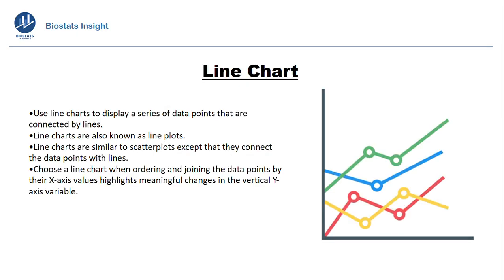Now, line plot, or line charts. The line chart displays data points that are connected through lines. It is also known as a line plot. As I said earlier, line charts are similar to the scatter plot except they connect data points with lines. In a line chart, when ordering and joining the data points, the x-axis value highlights meaningful changes and the y-axis shows the variables.